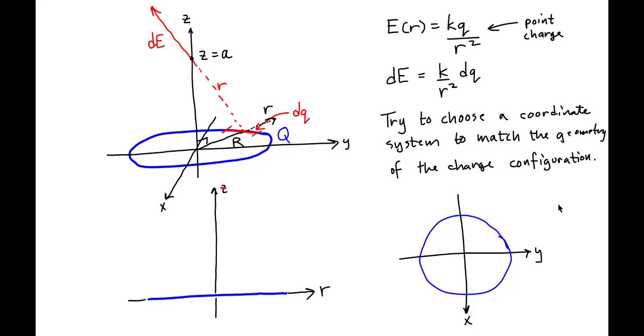Now, what I accomplish with this is it allows me to take a different view of my ring of charge. It allows me to take a different view of my charge element. So let me draw my charge element right here at the end. And let me redraw from this side view what the electric field looks like at that point. So here is dE.